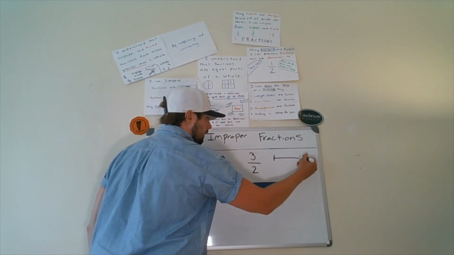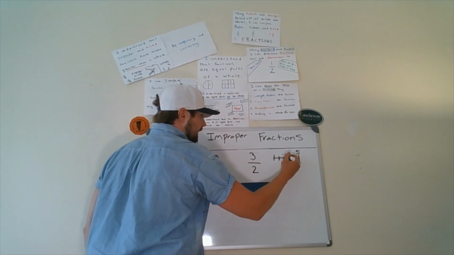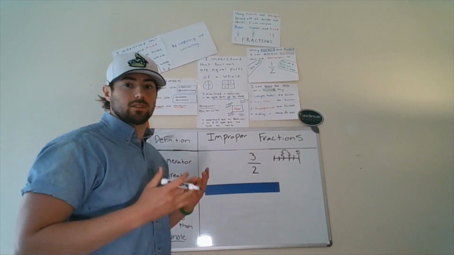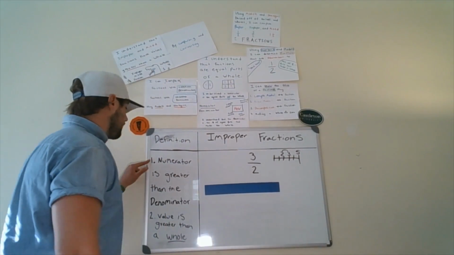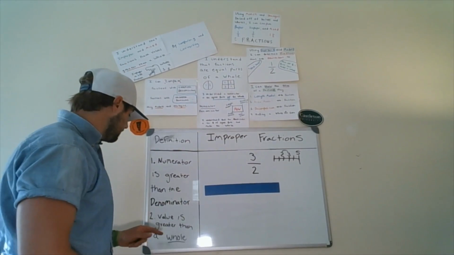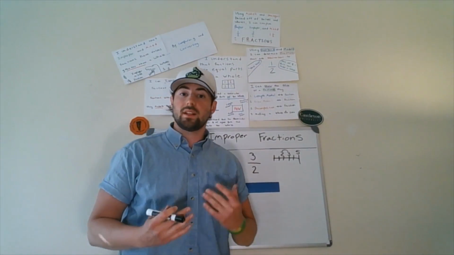3 is greater than 2. 3 is greater than 2. Our numerator is greater than the denominator. Because of that, the value is greater than a whole. Let's take a look.